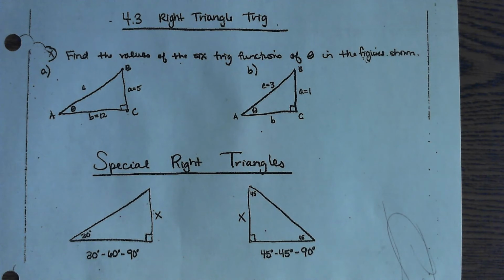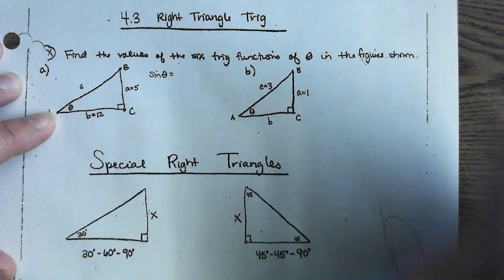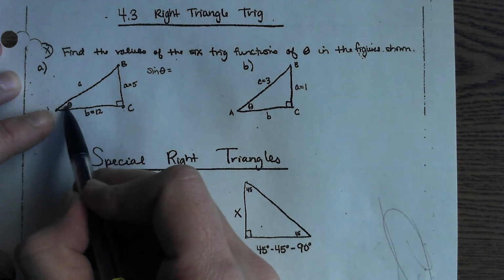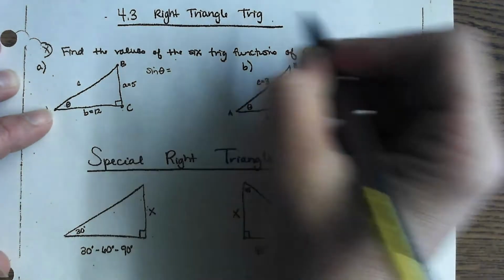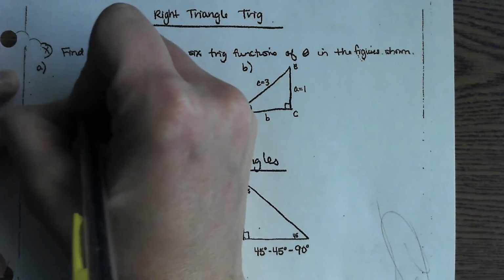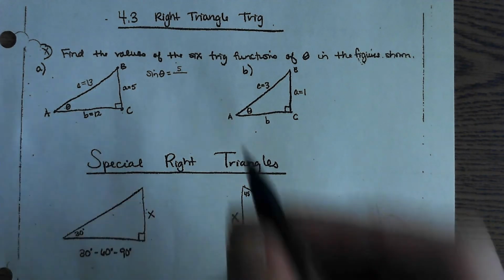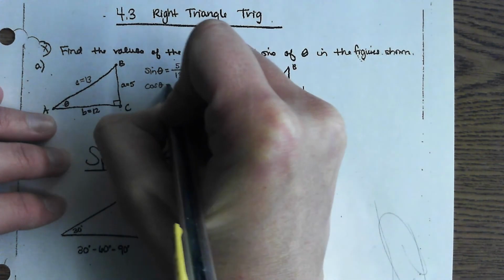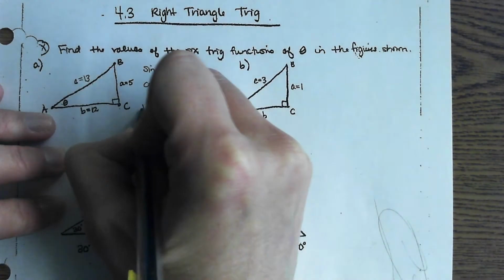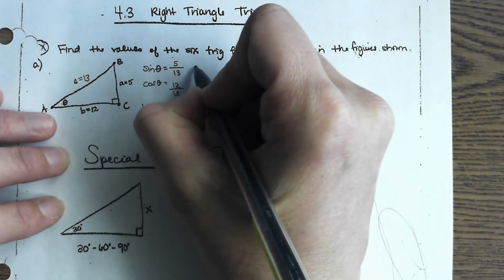Oh boy, we got to start back with SOHCAHTOA again. So find the values of the six trig functions. So your sine of theta is opposite over hypotenuse. 5 over what? No, 13. If you know your Pythagorean triples, you'd be better off: 5, 12, 13. If not, you only need two sides. You can find the third by the Pythagorean theorem. So 5 over 13. Cosine is adjacent over hypotenuse, 12 over 13. Tangent is opposite over adjacent, and then you have all your reciprocals.